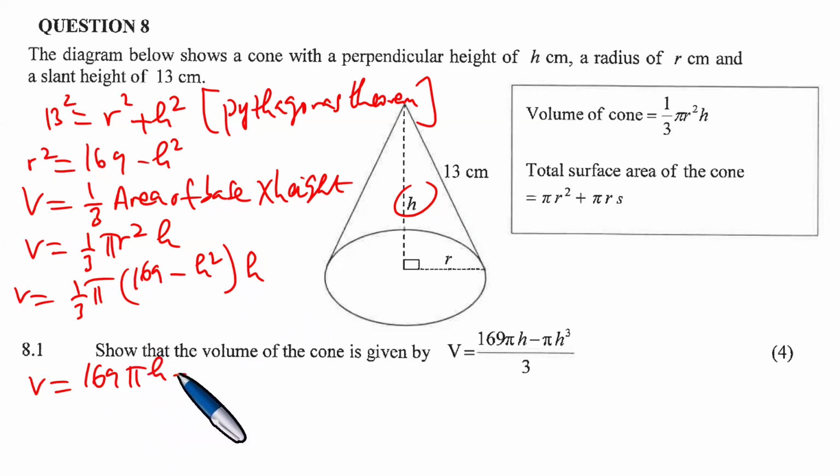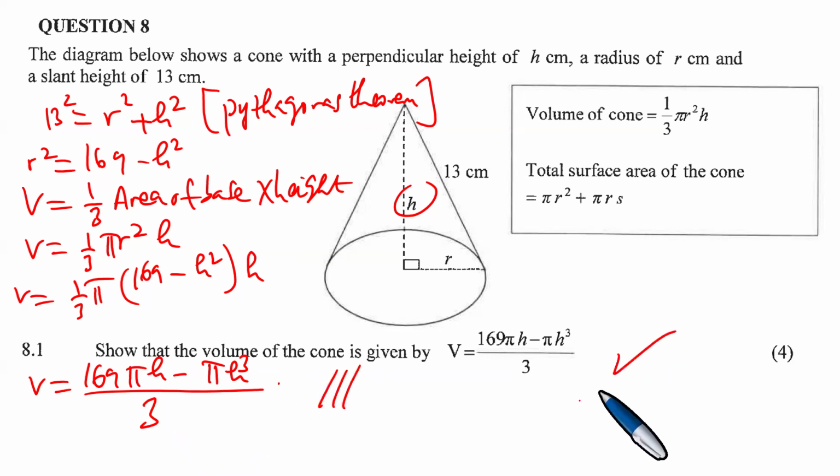minus pi h cubed, because h squared by h is h cubed. We divide everything by 3. Take note of this, because this is exactly the formula. We're to show that the volume of the cone is given by V equals 169 pi h minus pi h cubed, all divided by 3, and that is what we have.